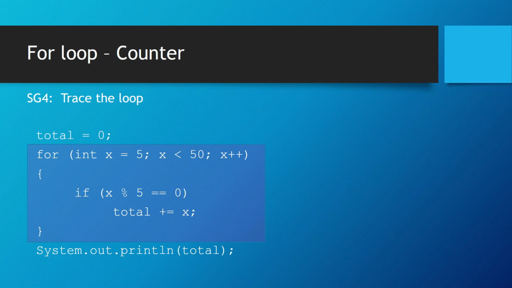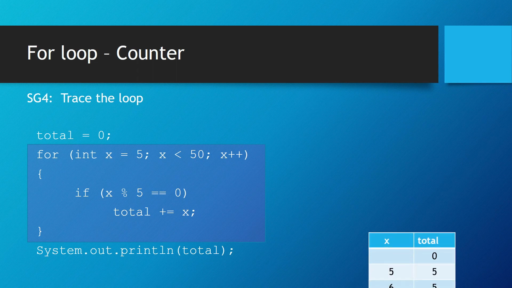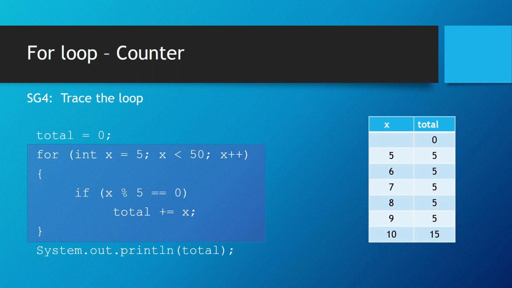For subgoal 4, we trace the loop. In this case, we are tracking the values of total and x for each iteration of the loop. We note that the total begins at 0, and x begins with the value 5 and increases by 1, shown here in the last expression of the for loop. So x counts from 5 to 50 by 1.